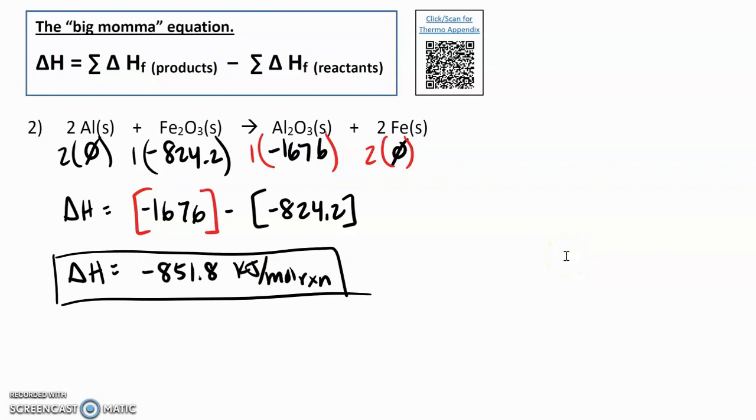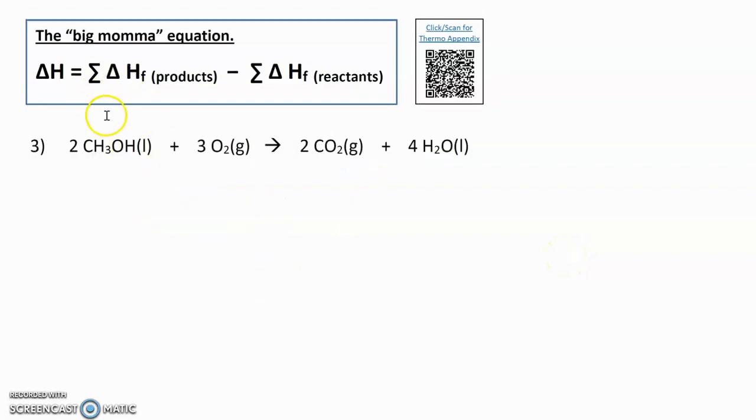Moving on to number 3. All right, they want us to calculate delta H again, so why don't you hit pause, you try, come back and check your answer in a minute or so. Okay, so you should have tried this problem on your own. Now let's check for your understanding. First thing to do is look up the heat of formation values of all of these substances.